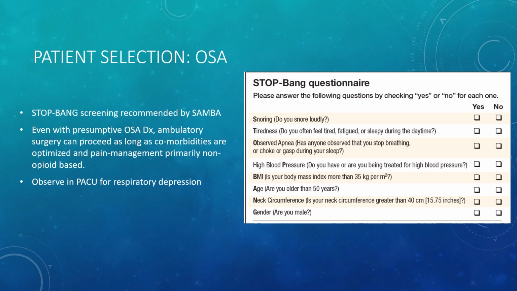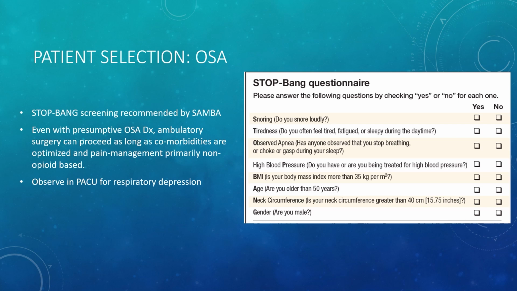So we ask about snoring, daytime tiredness, observed apnea, high blood pressure, if the BMI is above 35, age above 50, neck circumference above 40 centimeters, which is roughly 16 inches, and male gender. And then based on this, you assign risk categories: 0 to 2, low risk; 5 and above, high risk. And this STOP-Bang questionnaire actually has a very low false negative rate, almost 0%, and less than 10% false positive rate to identify patients with moderate obstructive sleep apnea. So by only asking those few questions, you can screen for it.